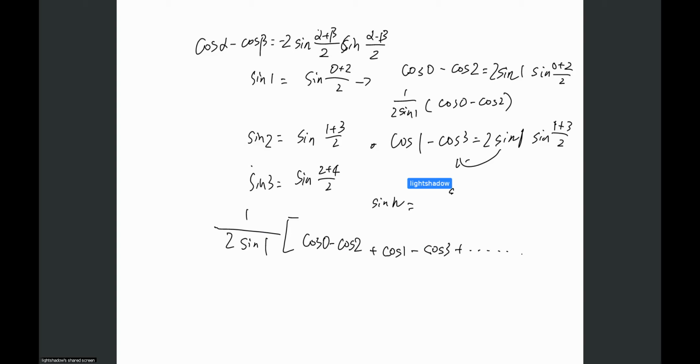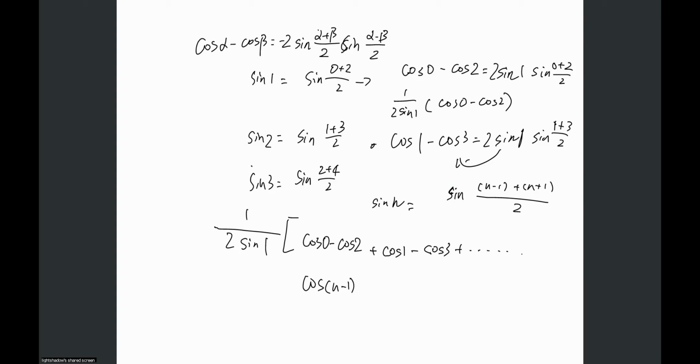something like sine of n minus 1 plus n plus 1 over 2, right? So it's something like cosine of n minus 1 plus n plus 1.